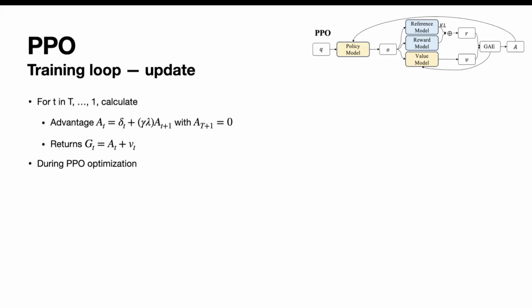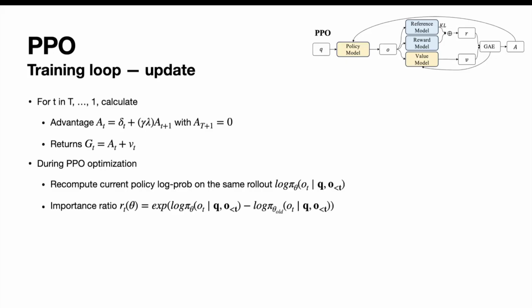During PPO optimization, we then recompute the current policy log probability on the same rollout. In other words, for each generated token o_t, we compute its log probability under the current policy pi theta, given the prompt q and the previous generated tokens. Then, we compute the importance ratio r_t(theta). This is the exponential of the current policy log probability minus the old policy log probability for the same token and the same context.